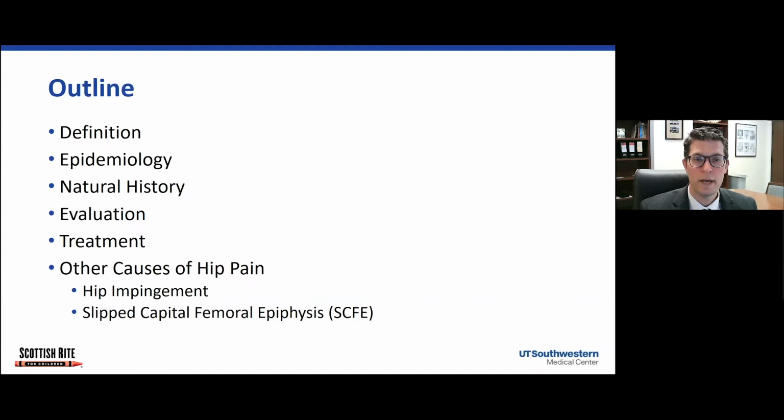We'll go through the definition of adolescent dysplasia, some of the epidemiology and see how that contrasts with infants, the natural history and why we care about adolescent dysplasia, and then how we evaluate patients with adolescent hip pain and what our treatment is. Throughout the talk, we'll also sprinkle in a little bit of information about hip impingement and slipped capital femoral epiphysis and how you can tease apart some of those different diagnoses based on the physical exam.